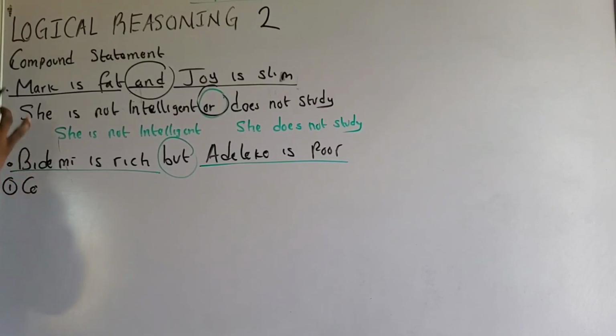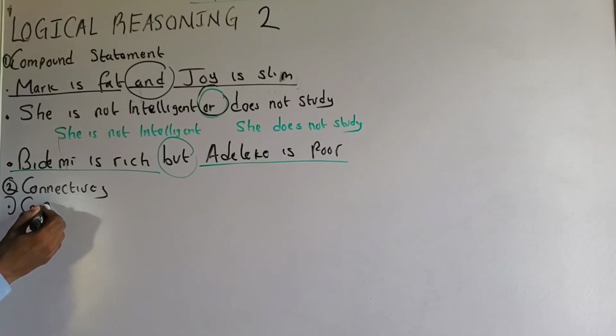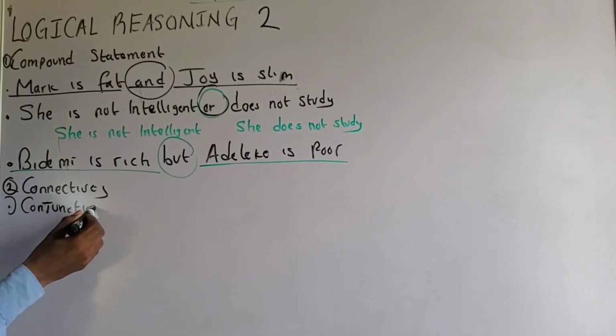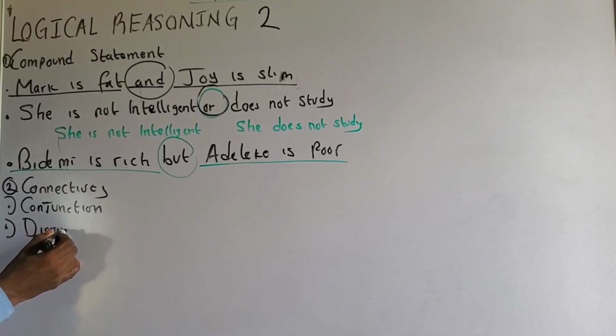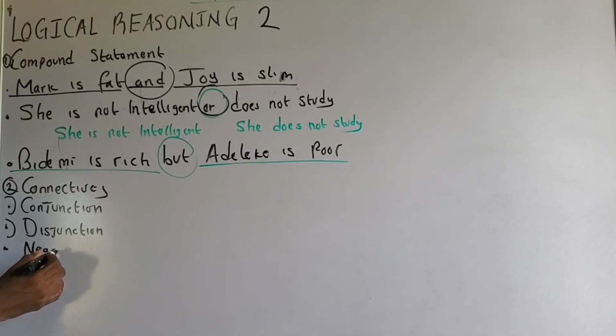This is one, compound statement. Two, connectives. We have conjunction. Then we have another one, disjunction. Another one we have is negation. I'm just going to give you the symbols, okay? We have implication.